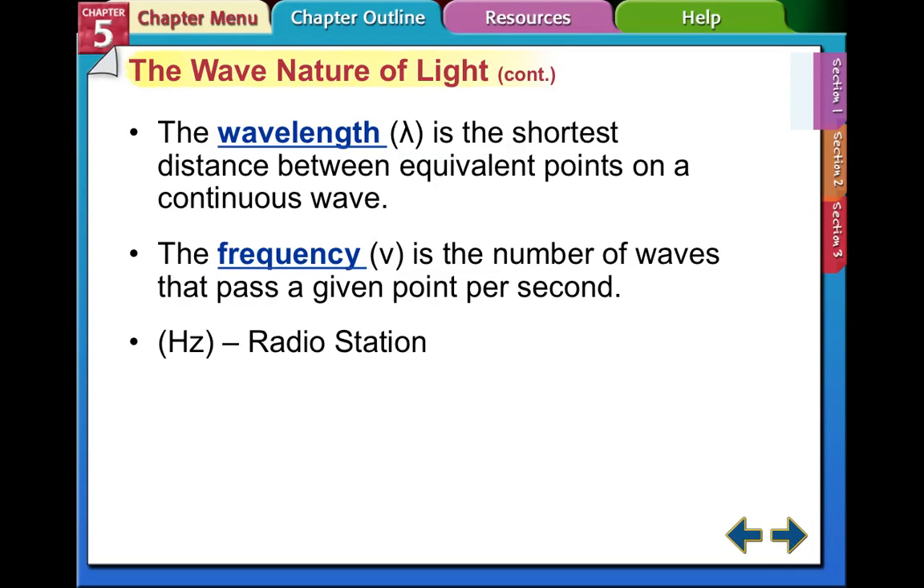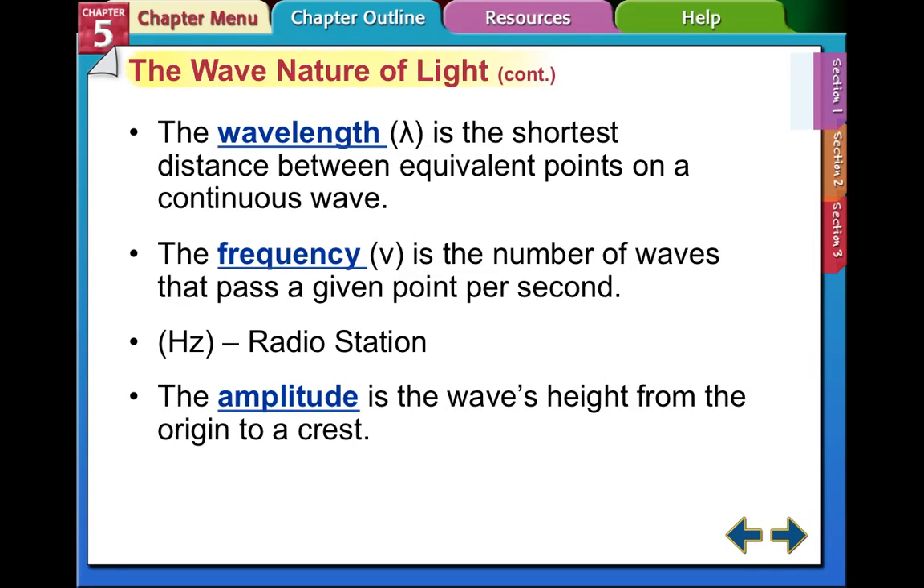Okay, so the characteristics that we use to describe a wave are the following. We have the wavelength, we have the frequency, we have amplitude. A wavelength, or this little symbol we use for wavelength, is called lambda. It is the shortest distance between equivalent points on a continuous wave. Frequency is the number of waves that pass a certain point in a given second. Now, frequency is how fast it's going, so it's a velocity.